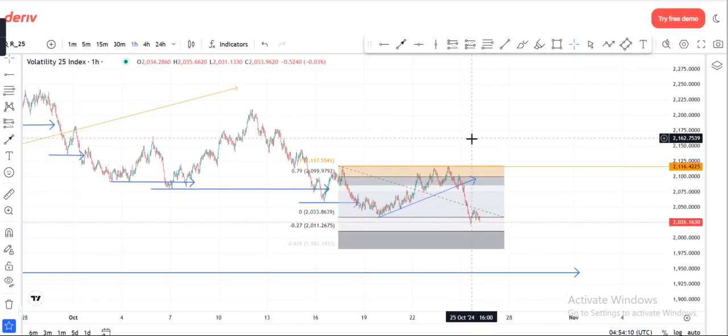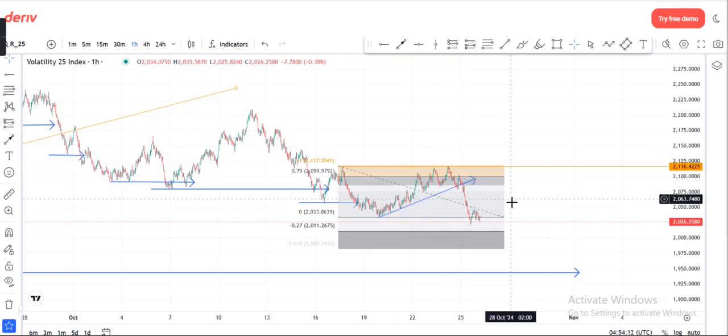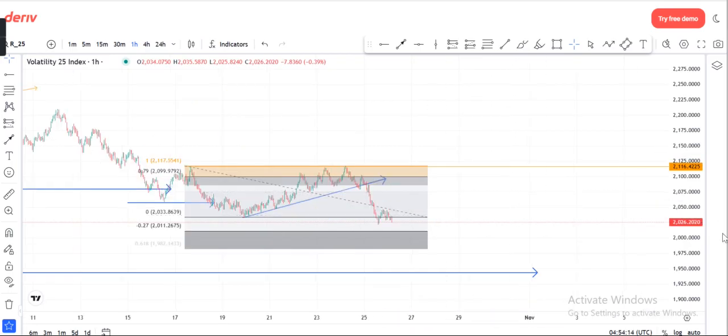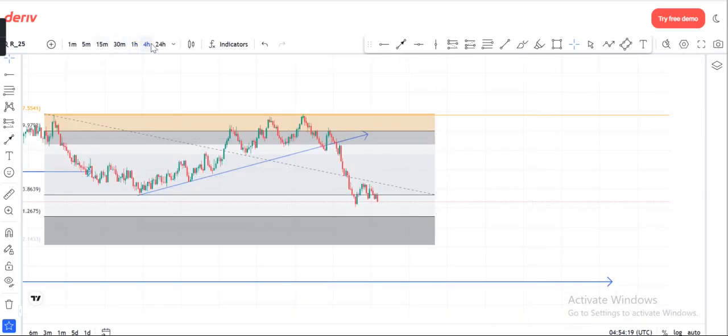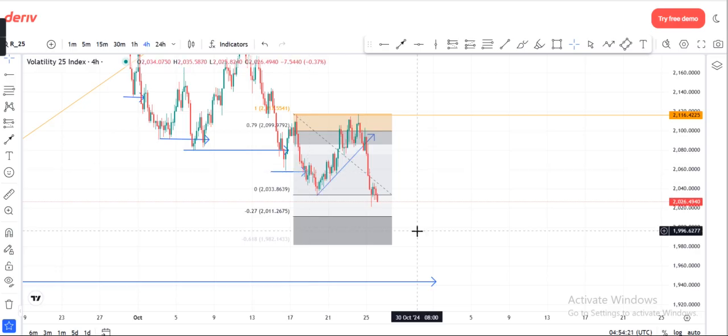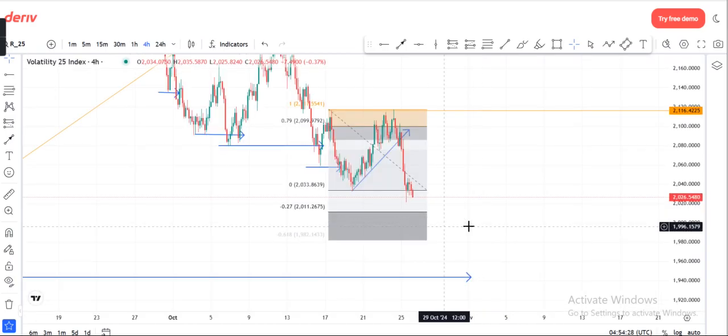So based on that, we can't actually see any possible entry at this point. We have to wait for the market to cool off and then give us the reaction we want to take.